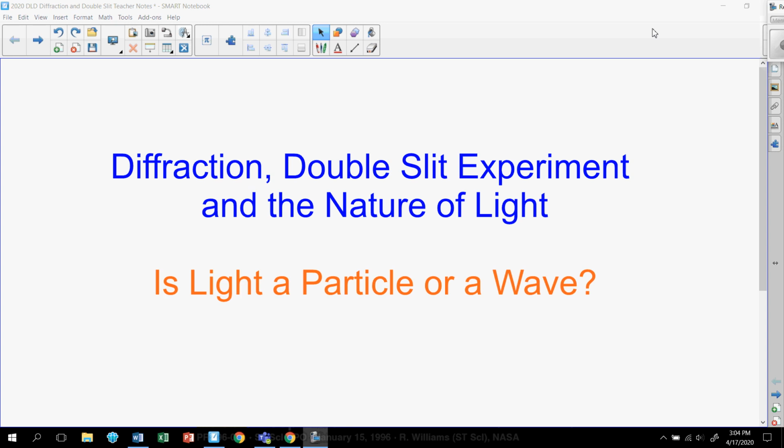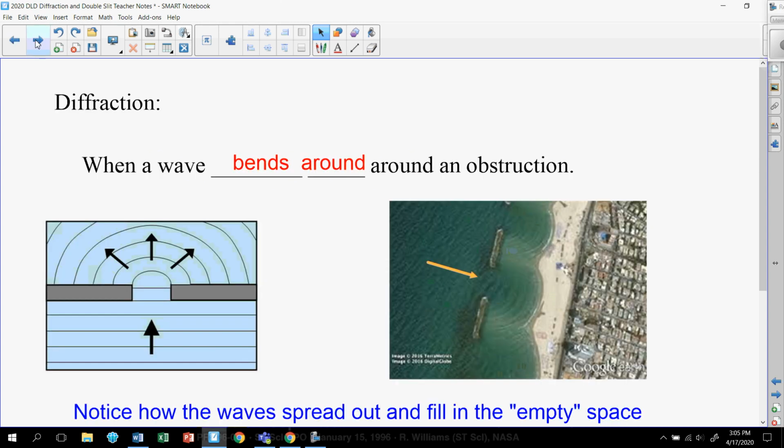All right, hello. Today we're going to talk about wave diffraction, particularly when we're talking about light. We're talking about the double slit experiment and the nature of light. Exactly what is light? Is it a particle or is it a wave? All right, so first things first, diffraction.